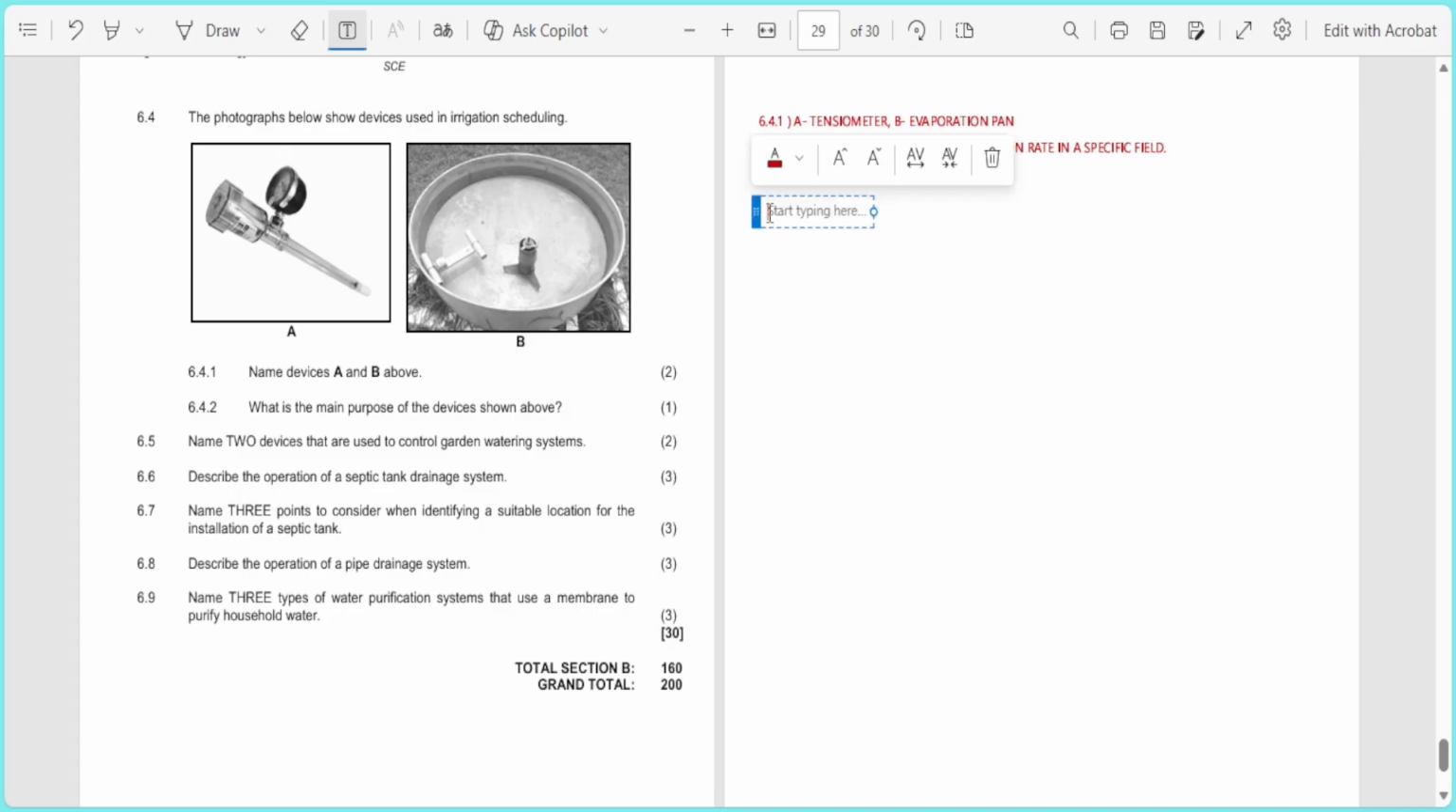6.5. Name two devices that are used to control garden watering systems. We have the mechanical timer. We also have the electronic irrigation timer. Both mechanical and electronic irrigation timers.